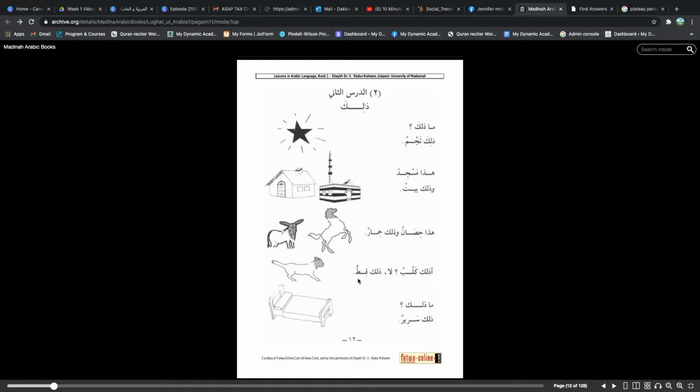Dhalika kalbun, is that a cat? Okay, so they're pointing out the cat. I'm sorry. Dhalika kalbun, is that a dog? So we look at the picture, we see a qit, we see a cat. So we say, la, dhalika qittun. No, that is qittun, a cat. Ma dhalika, what is that? Dhalika sarirun, that is a bed.